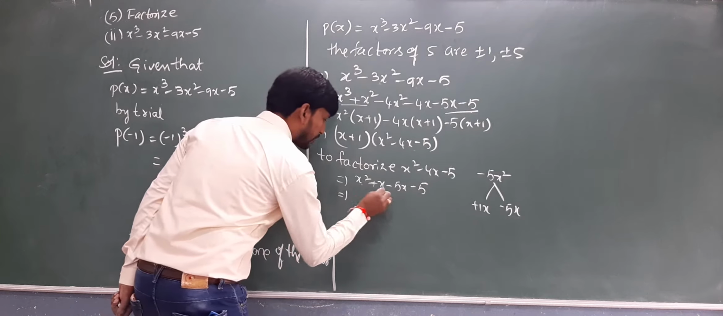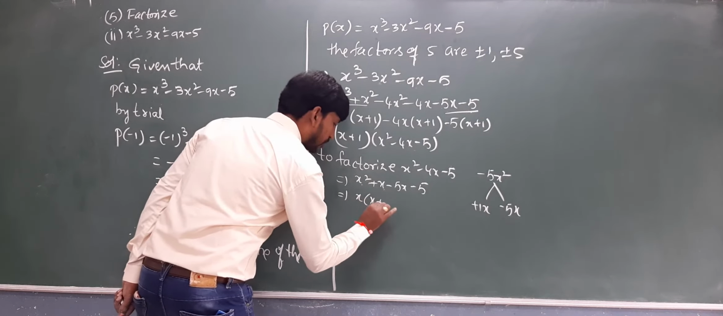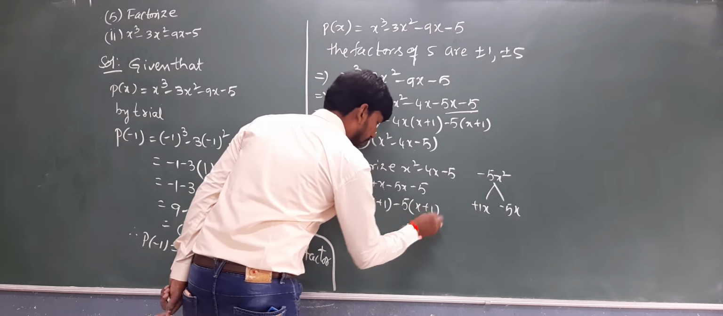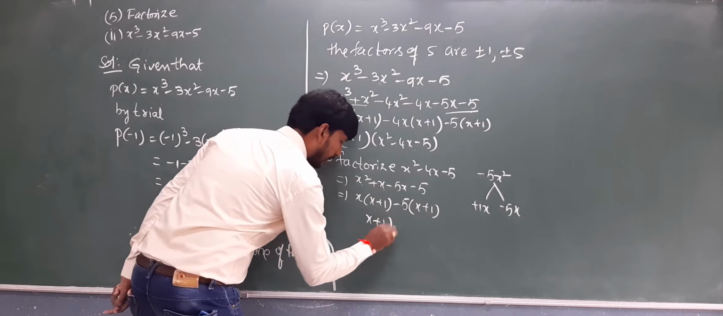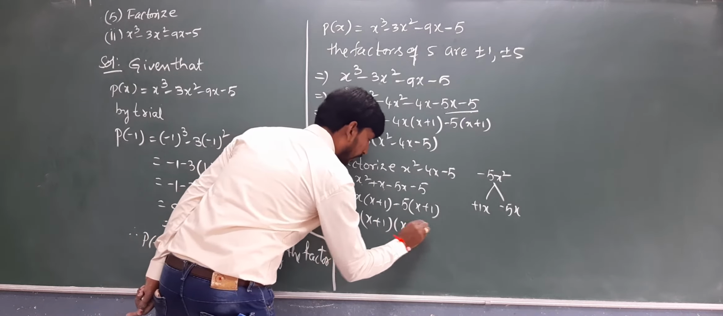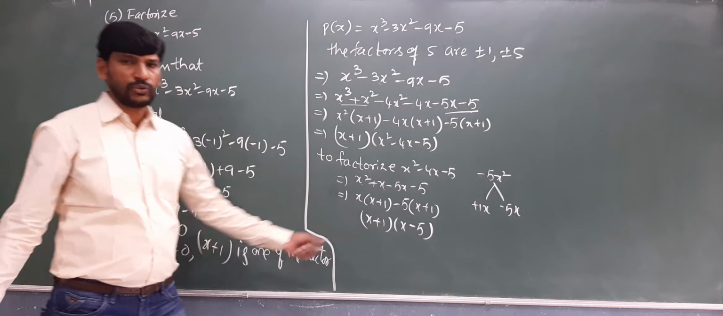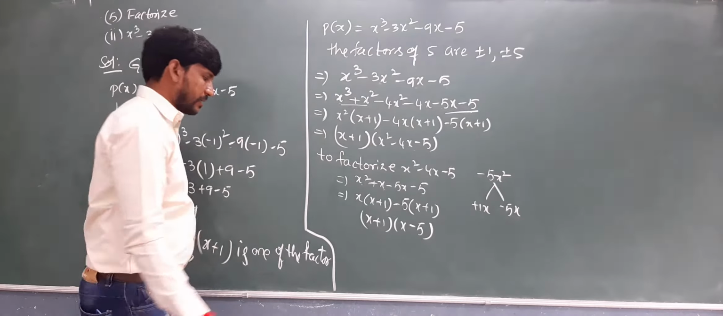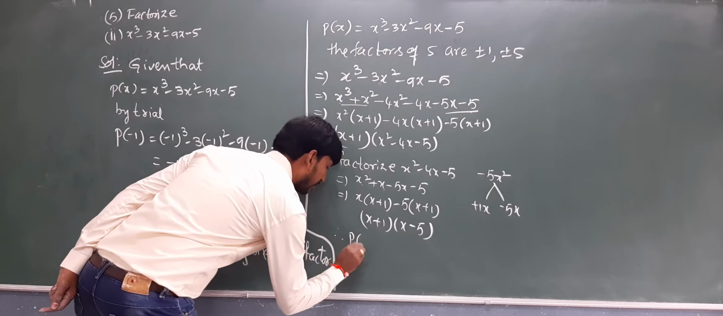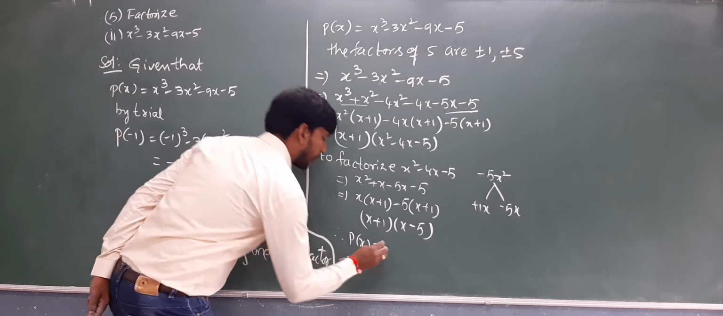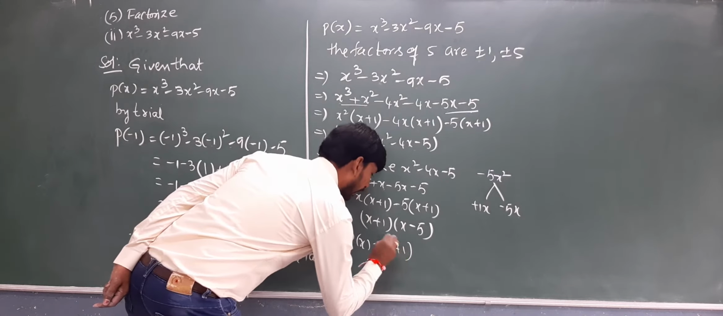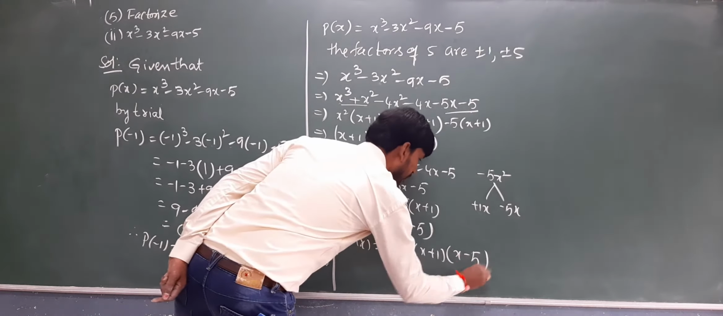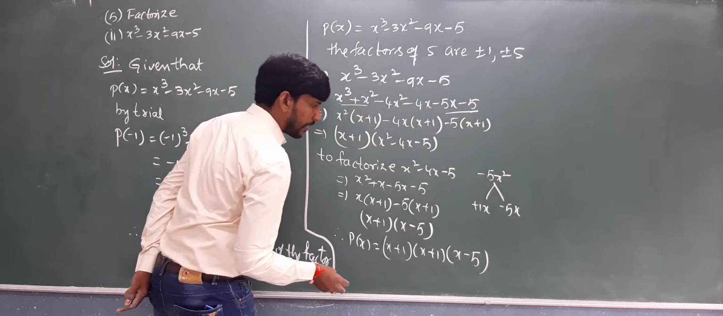Now, in the first two terms I am taking x as the common, you will get x plus 1. In the next two terms I am taking minus 5 as the common, you will get x plus 1. The leftover part is x plus 1. By taking the common, you will get x minus 5. So I got two factors here. Here one factor we got. So totally three factors. Therefore p of x is equal to x plus 1 into x plus 1 into x minus 5. This is your answer. Clear, my dears?